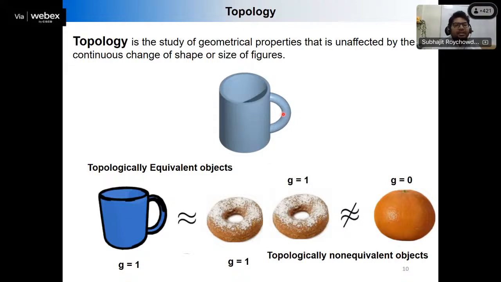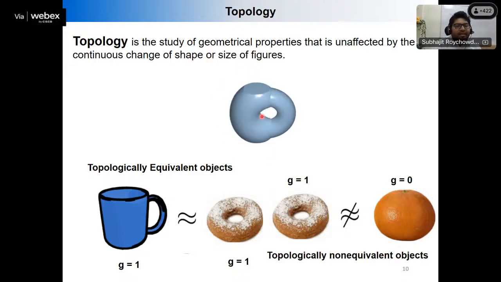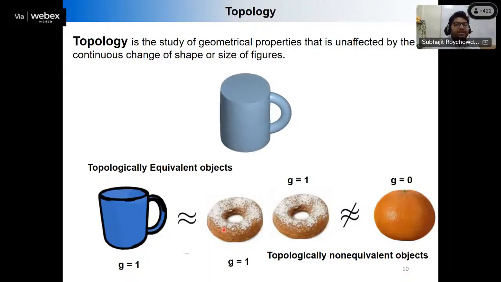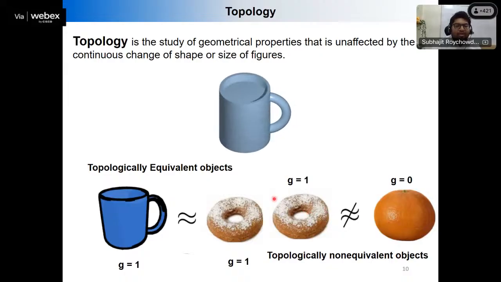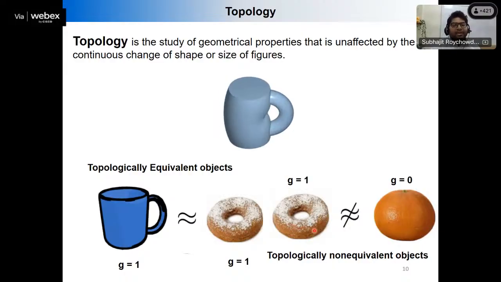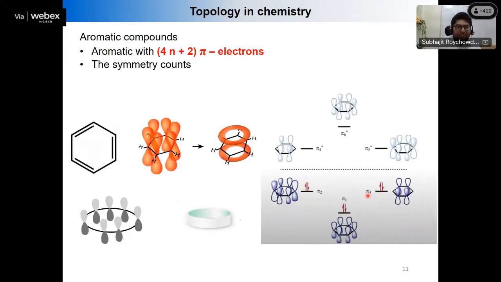You can see that this coffee mug can be easily converted to a donut, and they are topologically equivalent objects because the number of folds in both scenarios is 1, which we call genus, G equal to 1. But if you look at the donut and the orange, although both are edible, topologically they are non-equivalent, because in the donut the number of genus, or holes, is 1, but in the orange it is 0.